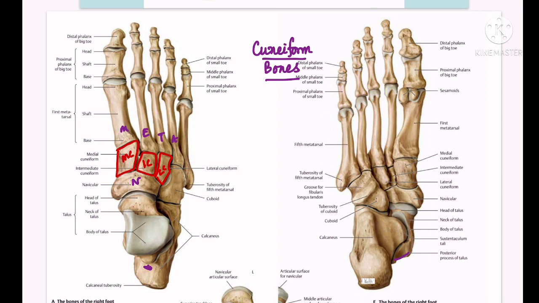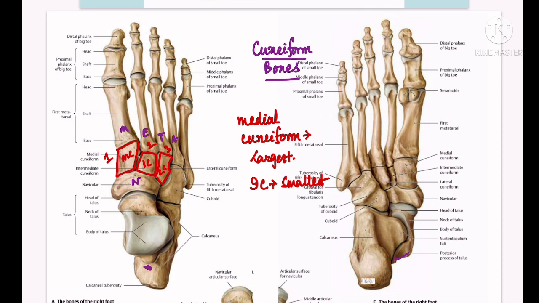These 3 cuneiform bones, that is the medial, intermediate and lateral, are also known as the first cuneiform, second cuneiform and third cuneiform respectively. Of these 3 cuneiform bones, the medial cuneiform is the largest, and the intermediate cuneiform is the smallest.